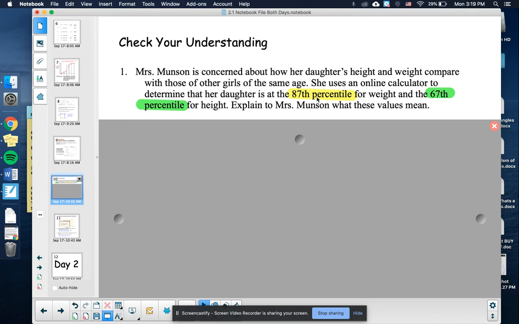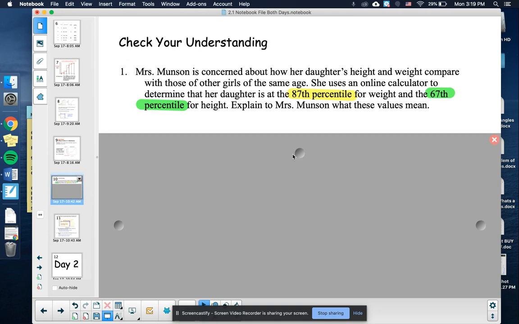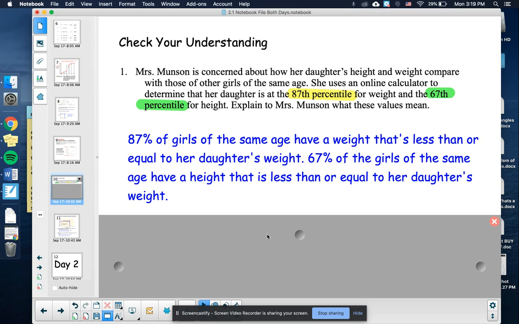Explain to Mrs. Munson what these values mean. So you need to understand what a percentile is, and that it's the percent of data values that are less than or equal to specifically her height and weight for girls the same age. That's our data set this time. So you could say something like 87% of girls of the same age, so give context, have a weight that's less than or equal to her daughter's weight.